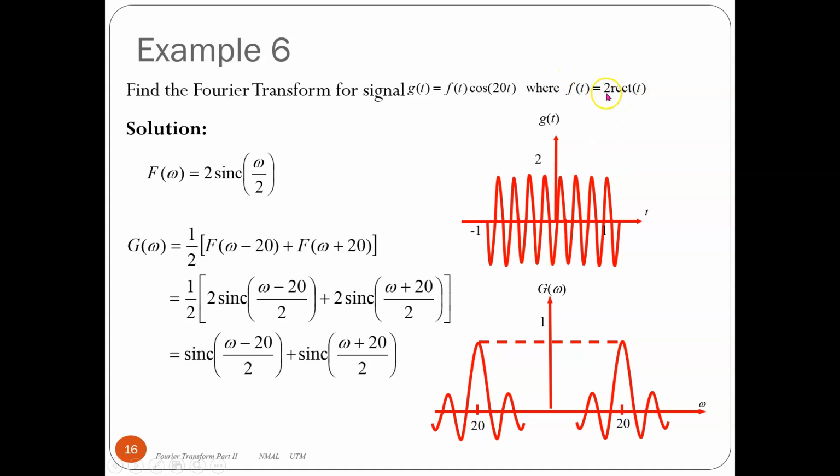So this is a rectangular function, and it has 2 as the amplitude. Okay, basically this is the shape of the rectangular function. When multiplied by cos 20t, it becomes something like this. First we want to find the Fourier transform for f(t) here. Given f(t) as 2 rect(t), we put in the value which we find from the table.